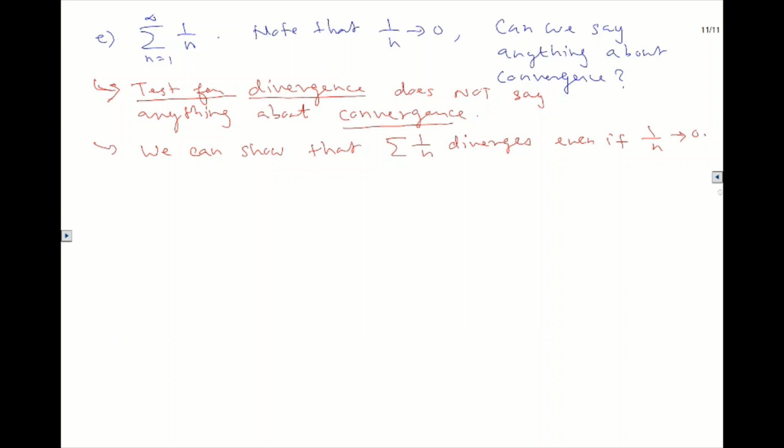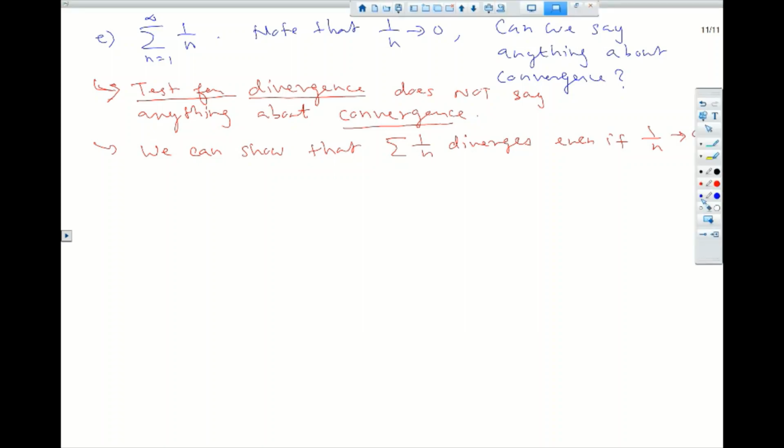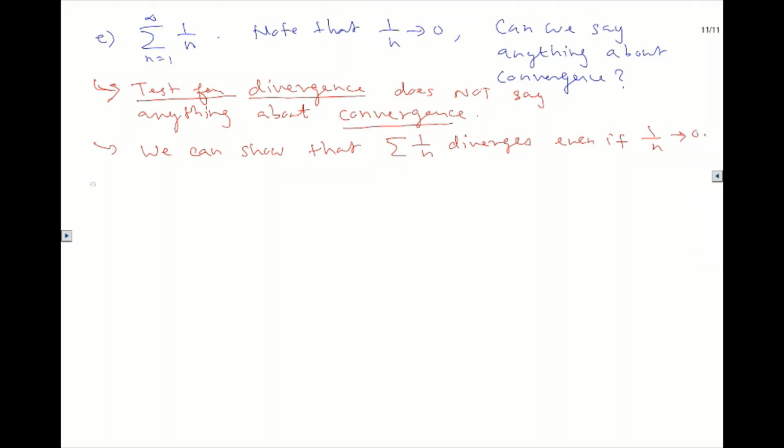So that's the third example, third type. This is what we call the harmonic series. It's a very, very important example. We use this a lot in the future. Sigma 1 over n is called the harmonic series. So the harmonic series diverges.